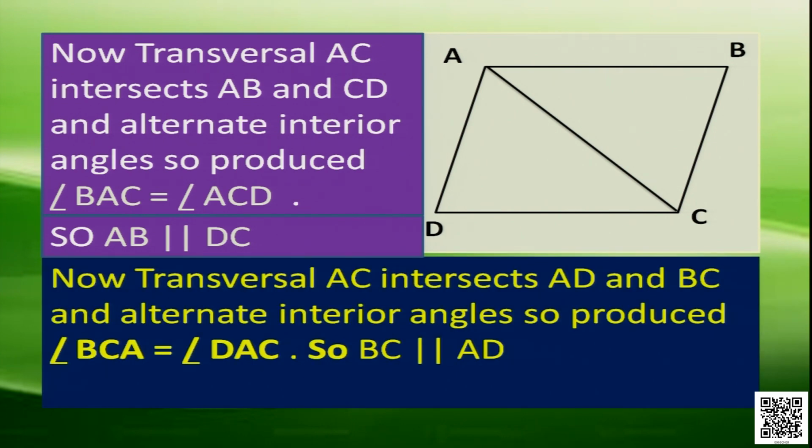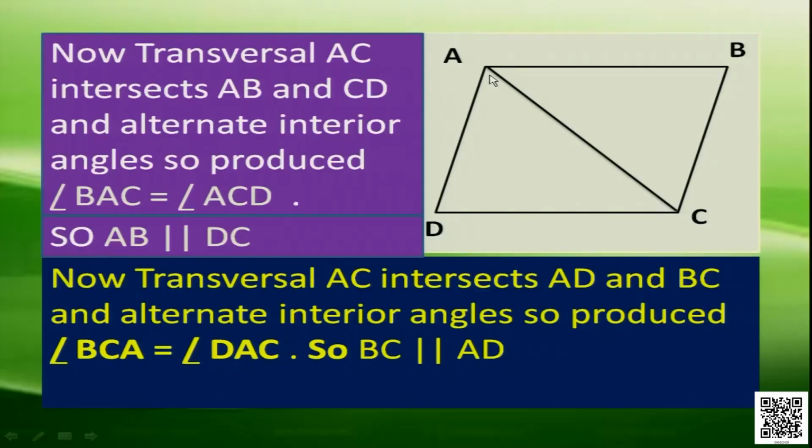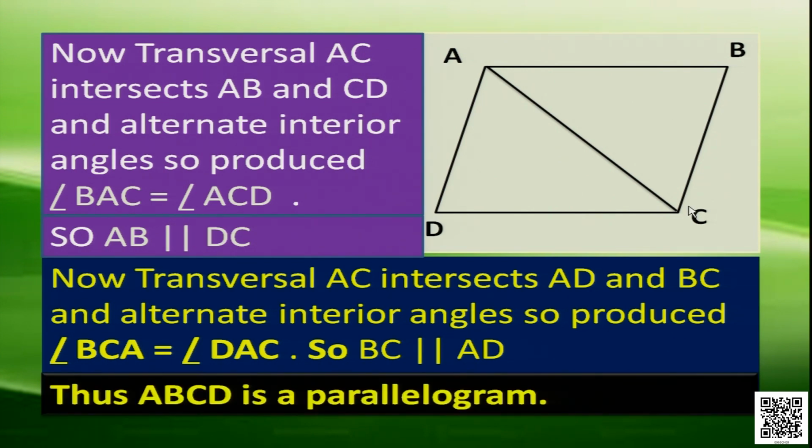Similarly, the transversal AC intersects AD and BC and the alternate interior angles so produced are BCA and DAC, so BC is parallel to AD. So, in this quadrilateral, opposite sides AB and CD are parallel, also AD and BC are parallel. So, we can say that ABCD is a parallelogram.